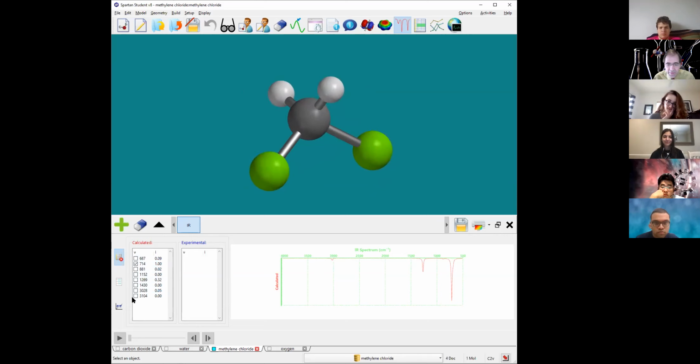When the hydrogen does it, it's up here at 3,104, but when the chlorine does it, it's down there at 714. Why? Because a chlorine is much heavier. So it's going to vibrate at a very different frequency. Think about a spring in physics class when you put heavier weights on your springs than lighter weights. So the mass of the atom changes that frequency quite a bit.